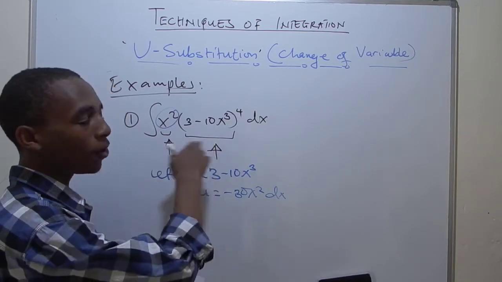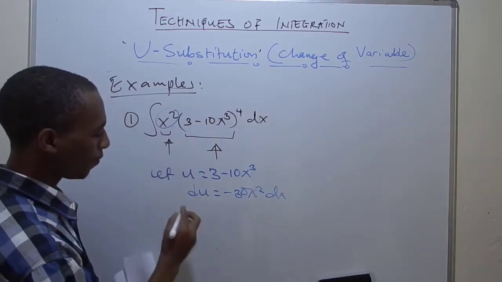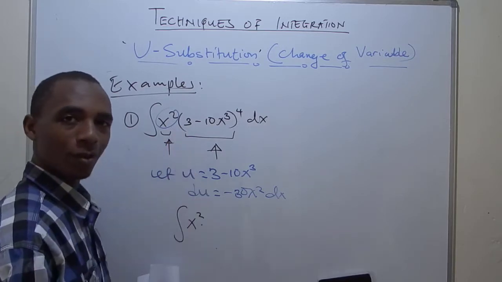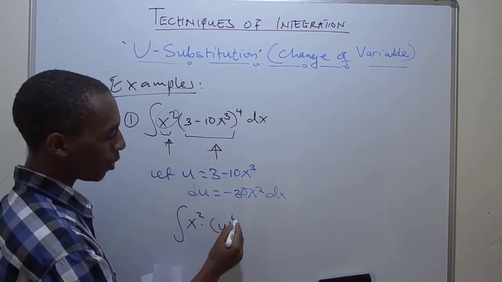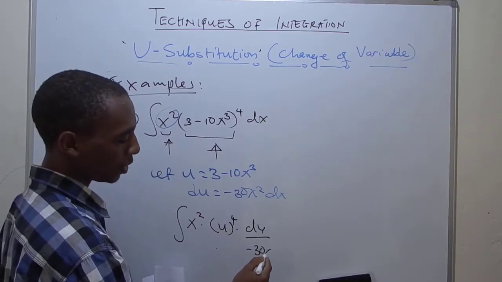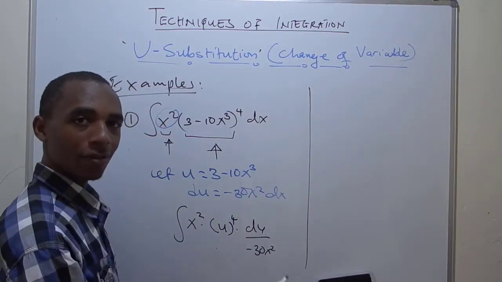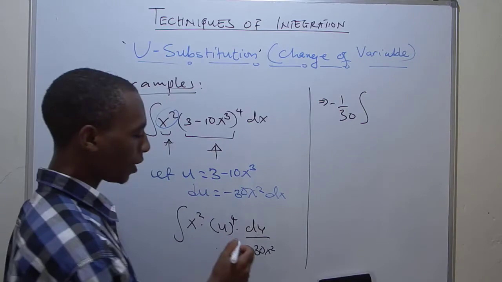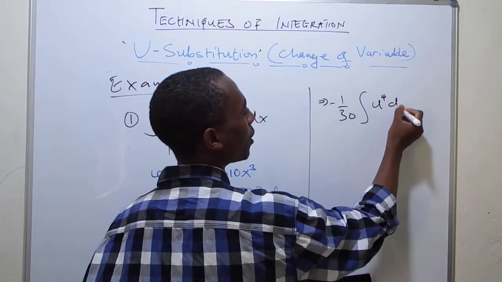Next, we will substitute for all x's in this expression. So I have now the integral of x squared times, of course I don't substitute for x squared because it's going to cancel out anyways. So this one here is now u to the power 4, okay? And then instead of dx, I'll have du divided by negative 30x squared, alright? Okay, so let's go on. Of course, 1 over negative 30 is a constant, so I can pull that out. So I have the integral of x, of course this cancels out with this, as you can see. So I have u to the power 4 with respect to u.